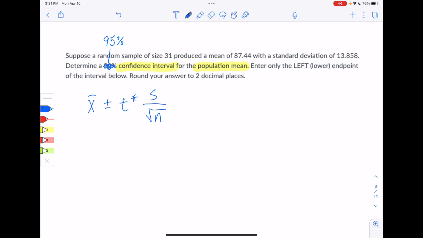We need an x bar. They told us the sample produced this mean, so that is a sample mean, and therefore that is x bar. And then they said that the sample produced this standard deviation, which means that it is a sample standard deviation, or S. So from our formula, we have x bar and S, so we need a sample size right here, 31, so that's our n. The only piece that remains is the t star, and we get that t star from our confidence level.